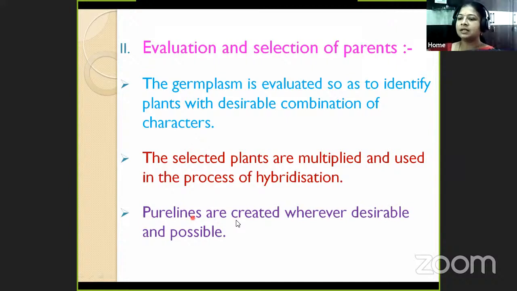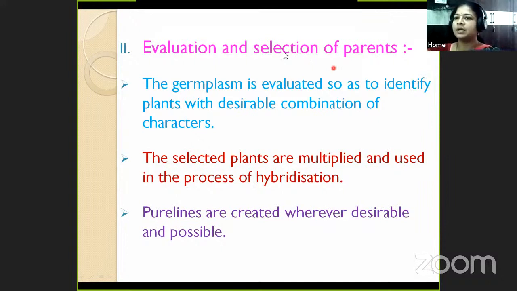Then pure lines are created wherever desirable and possible. Pure lines means homozygosity is maintained for several generations in the selected parental plants, and that pure line condition is finally achieved. Those plants are used as parental plants. These are the steps which are present in evaluation and selection of parents. Parental plants are always present in homozygous pure line condition.